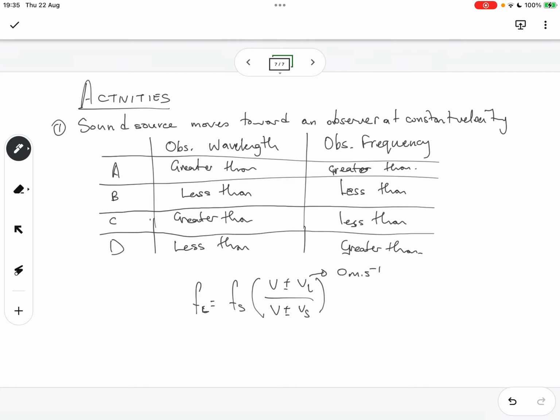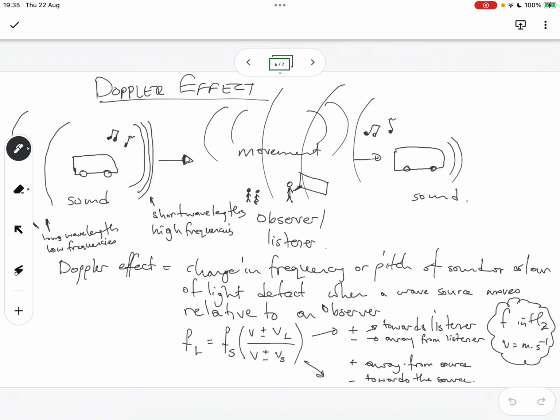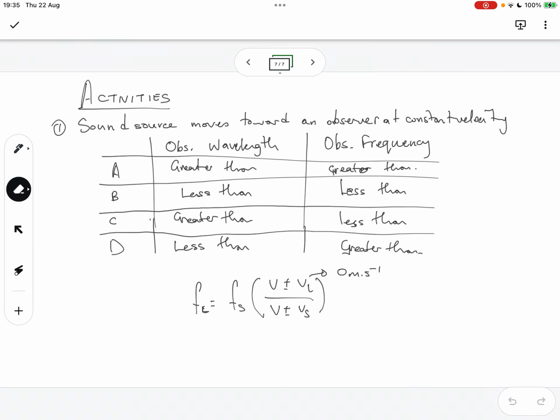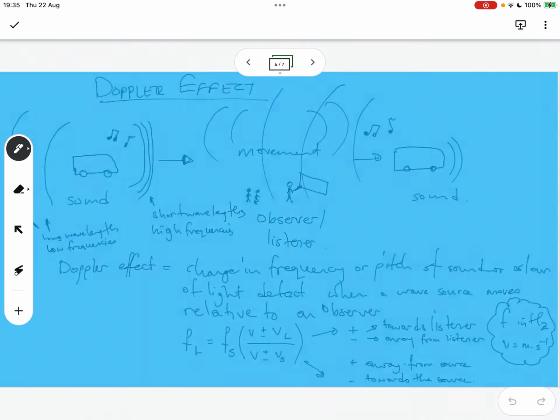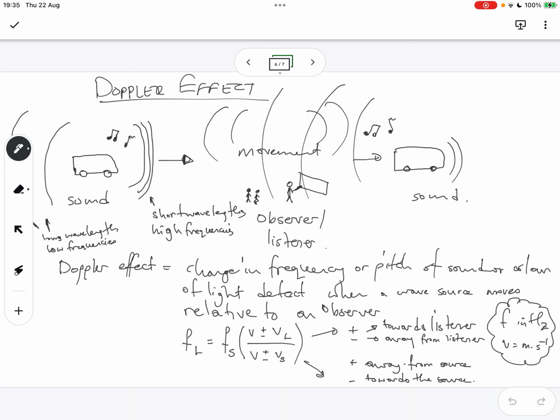So this one is going to be towards the listener, it's plus. And towards the listener is not plus. Towards the listener is minus. Wait, it's for the denominator, towards the source. Which one are we doing? Are we doing the listener or the source?